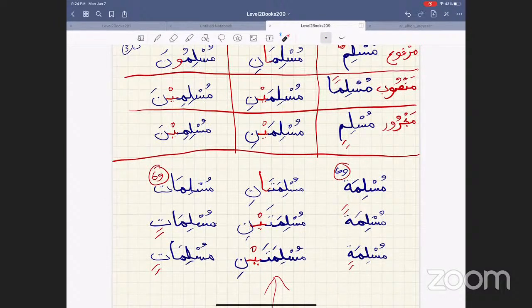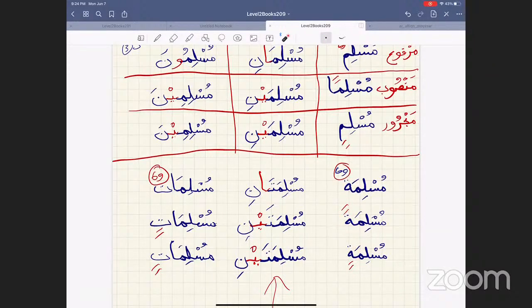A singular feminine word is marfu' by the dhamma at the end. If it's mansub, we will put a fatha at the end. Muslimatan: a singular feminine word shows it being mansub by a fatha at the end. Muslimatin is majroor, and it shows that it is majroor by the kasra at the end. Again, this is for feminine words. That's why there is a ta marbuta at the end.